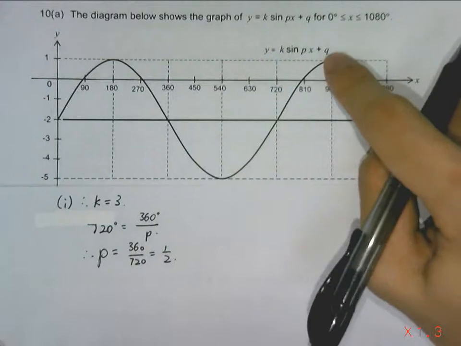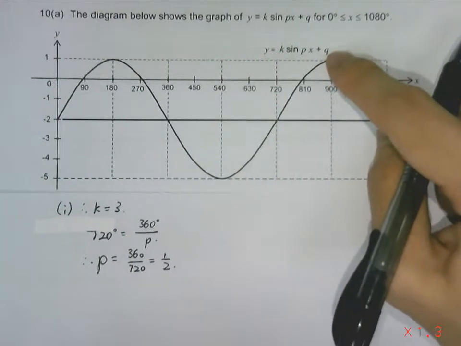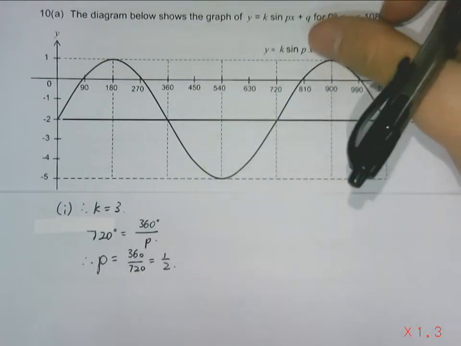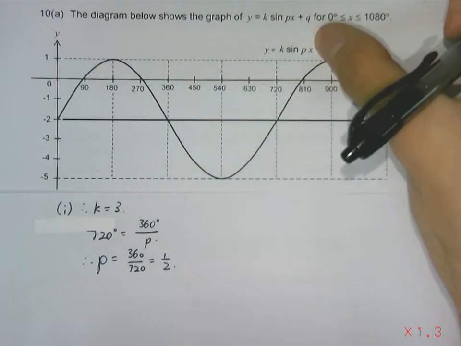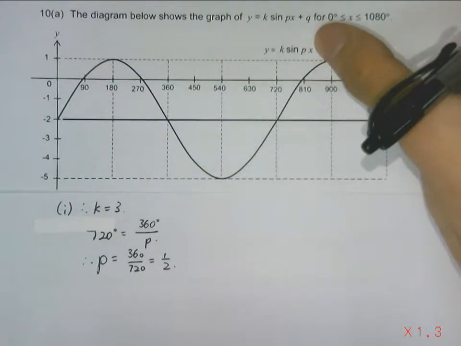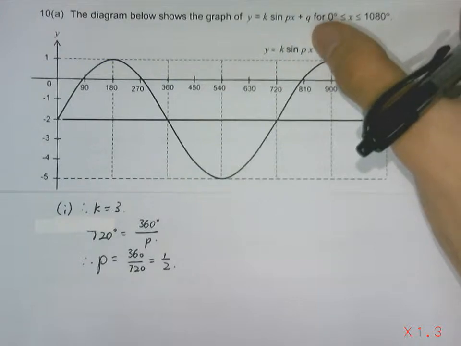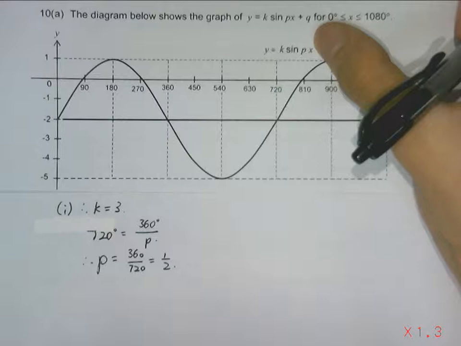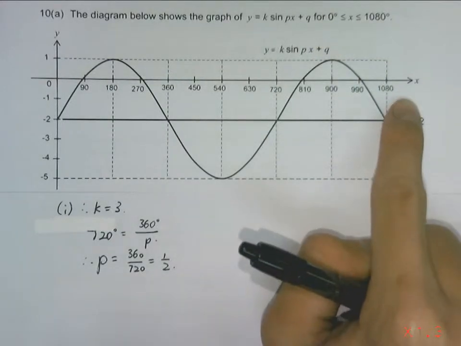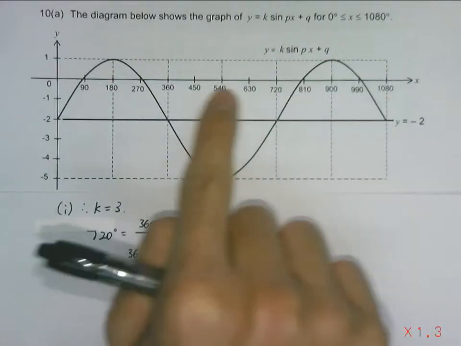And lastly, the value of q. Now note that if there is no q here, it will just be k times sine px. Now the central line for this type of graph would always be the x-axis, or the line y equals 0 itself. So this is y equals 0, which is the x-axis.